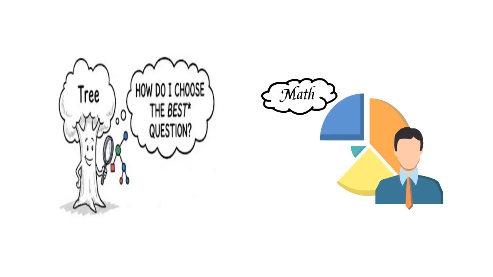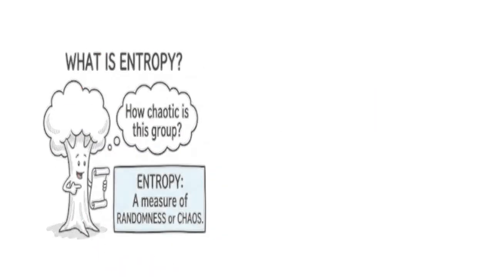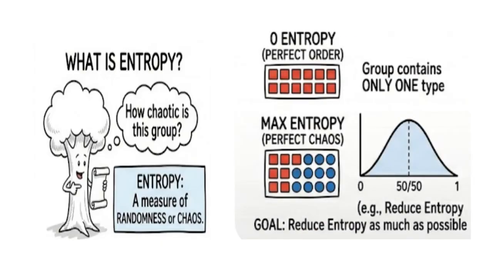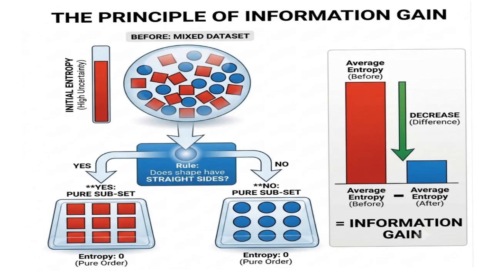There are two common ways to measure this. The first is called entropy. Entropy is a measure of randomness or chaos. If a group is perfectly mixed, like 50% red and 50% blue, the entropy is high. If a group contains only one type, the entropy is 0. So the goal is simple: reduce entropy as much as possible. When the tree tries a question, it checks how much the entropy decreases after the split. This decrease is called information gain. The higher the information gain, the better the question. So the tree always chooses the question that reduces chaos the most.